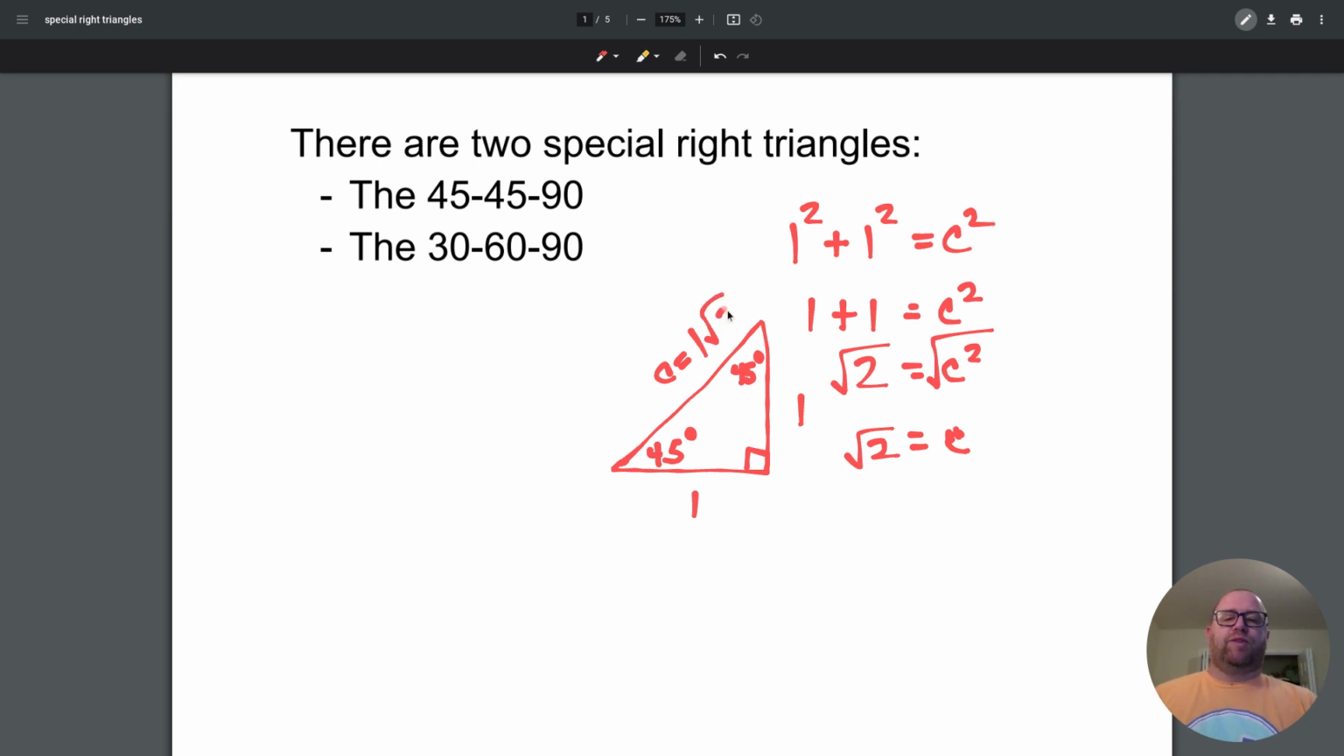Now we can generalize this and take this to any side length, not just 1 here. So we could rewrite this and say, if this side is x here, then this side would be x as well. Then the long side here would be x times the square root of 2. We can use that to figure out different ratios of the sides, and we'll do that in problems in a moment. Now let's talk about the 30-60-90.